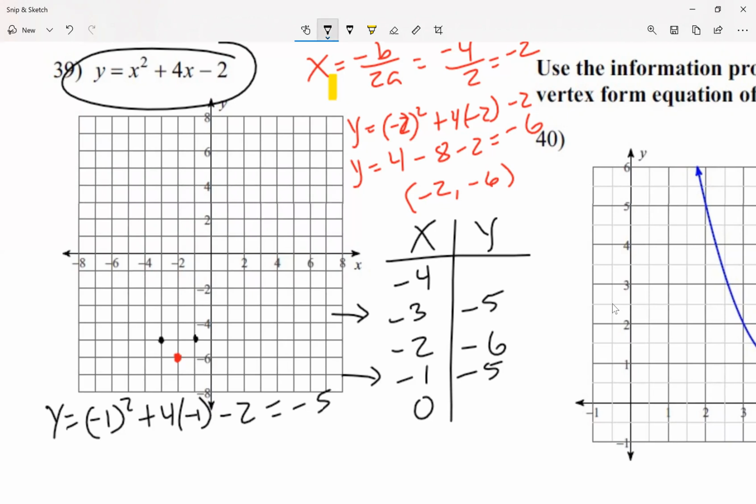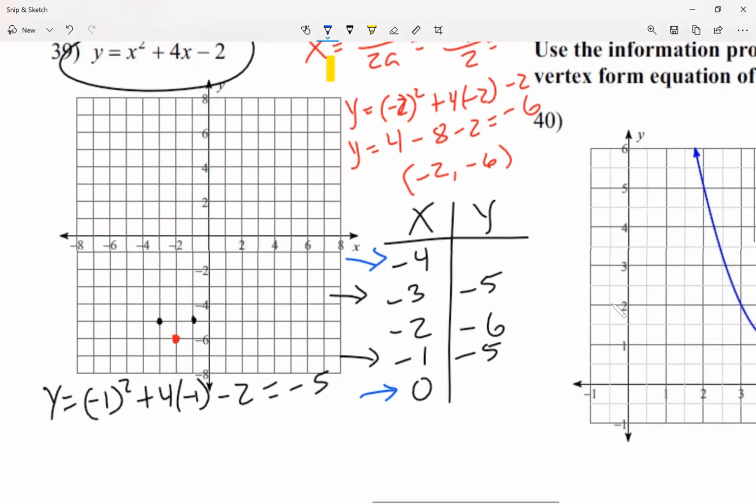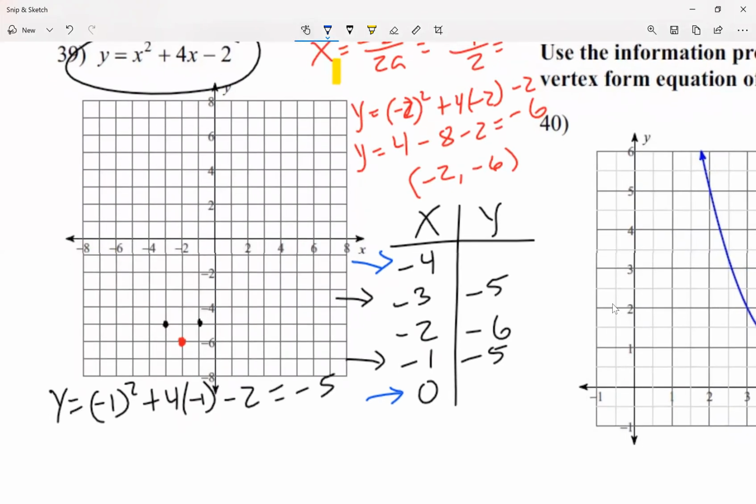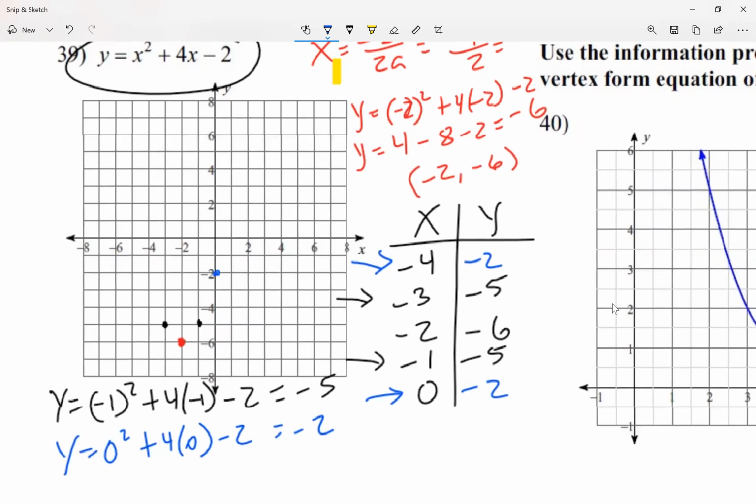Cool, I have an idea now. It's opening up. So for the next 2 points, I'm going to use either negative 4 for x or 0. To be honest, I'm going to use 0. So that gives me y equals 0 squared plus 4 times 0 minus 2. And that gives me negative 2. So the y value for those 2 points is negative 2. That gives me these two new points. Okay, I think I have enough.